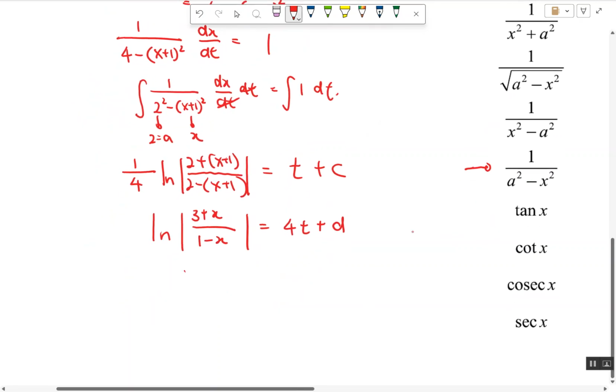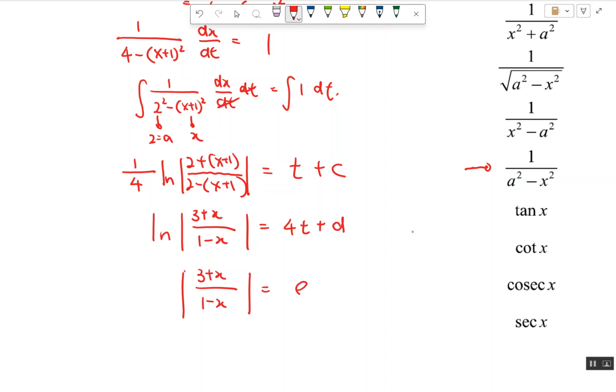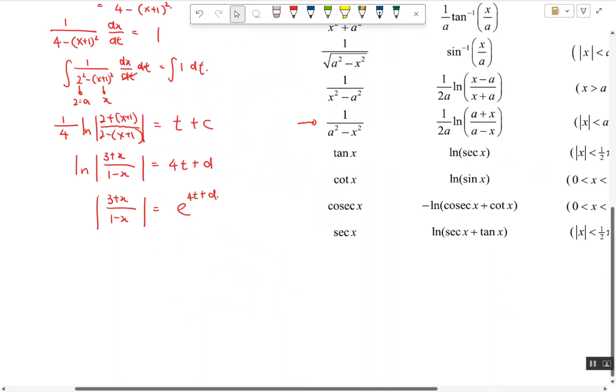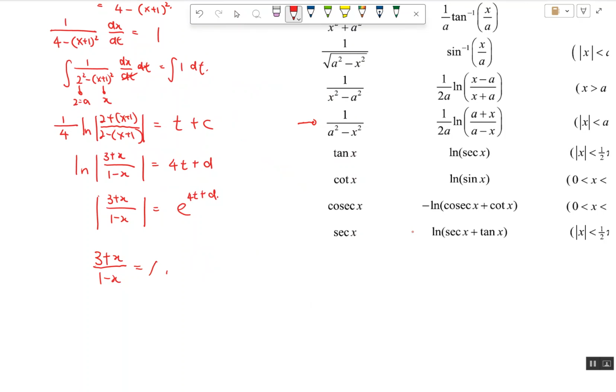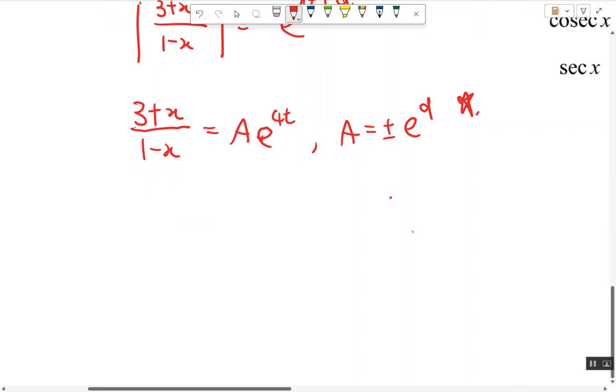So bring the ln over, that will be e to the power of 4t plus d. And to remove the modulus, this step you have to know very well. (3 plus x) over (1 minus x) equals a e to the power 4t, where a is equal to plus or minus e to the power d. This step you must know very well. Okay, how to make x the subject from here?